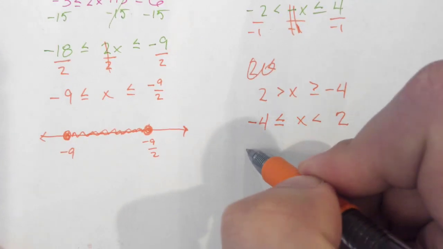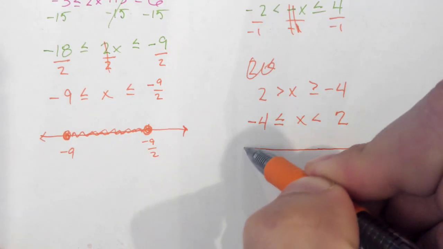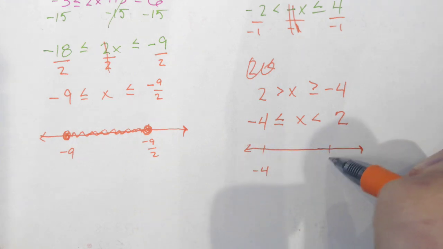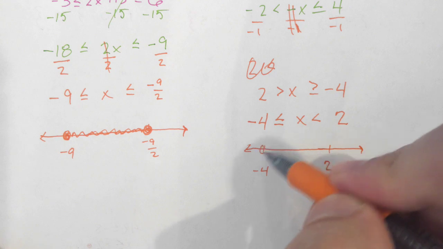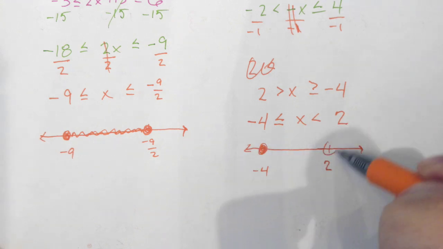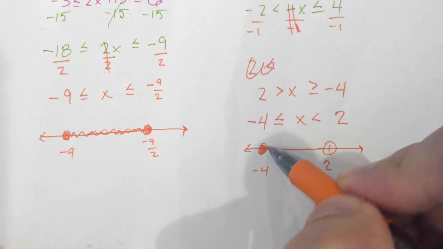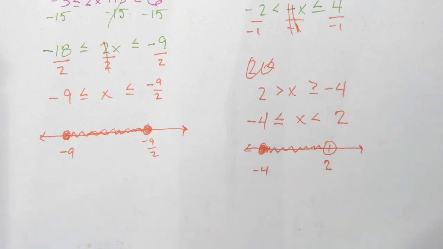And then we're just ready to put that on a number line, very easy. Negative 4 goes on the left, 2 goes on the right, just like the order it's in. It would be a closed circle on negative 4. It would be an open circle on positive 2, and still shade it in between.